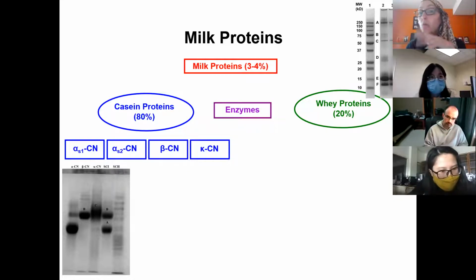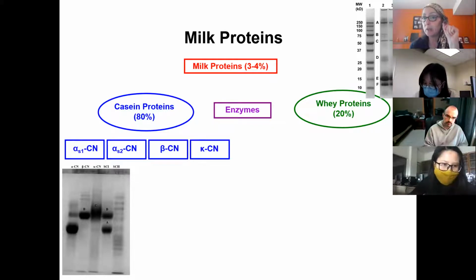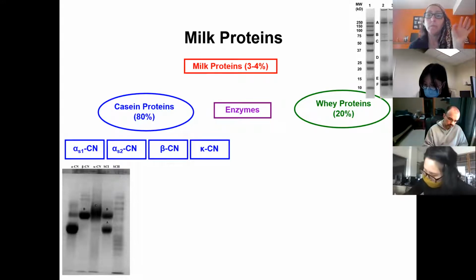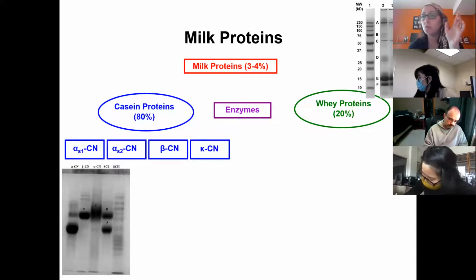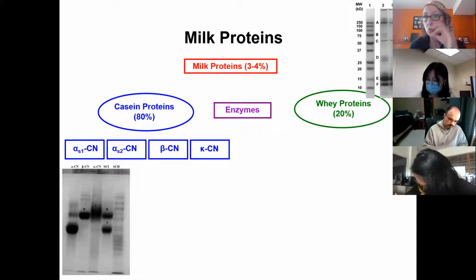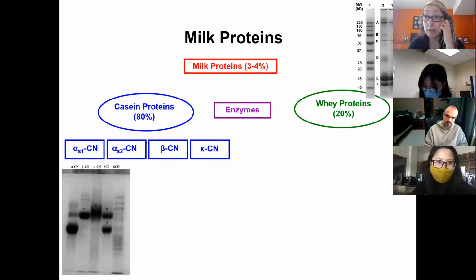So normally when we want to look at casein proteins, we don't do SDS-PAGE because SDS separation is basically based mostly on size. And these proteins are all very close in molecular weight, ranging between 19, 20, 21, 22 kilodalton. So you cannot see them separately; you see one blurb or one big huge band on SDS-PAGE.